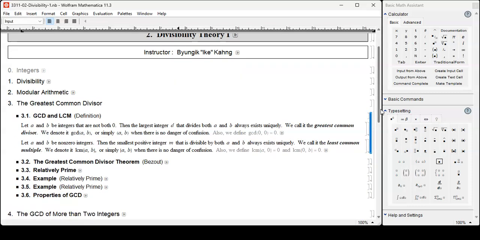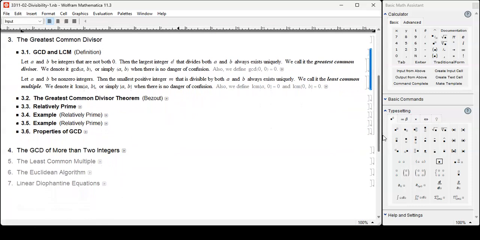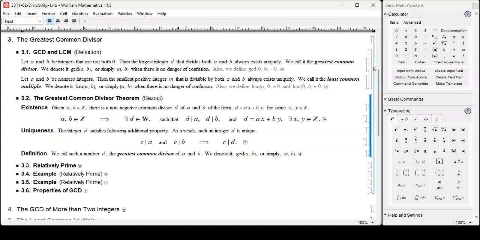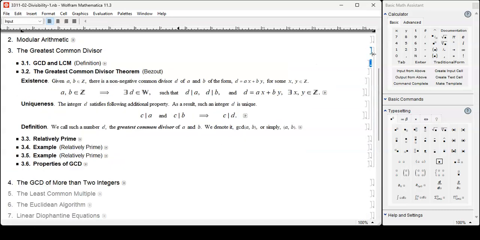We went through the baby definitions of the GCD and LCM in the first video, and we proved that both the GCD and LCM exist uniquely based upon this baby definition. And then in the second video, we went through Bezout's definition of the greatest common divisor.